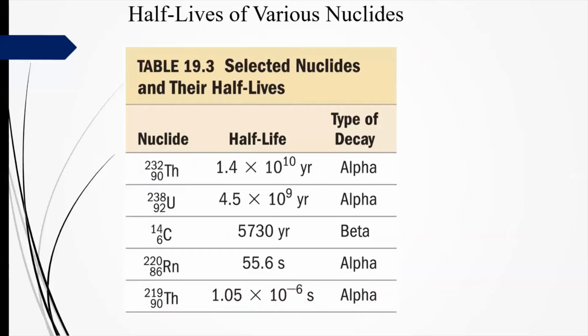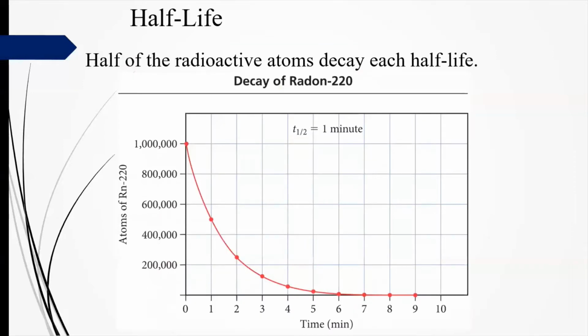And so this is an example of some of those half-lives. We can have a really short half-life, like we see with radon-220, or we can have an extremely long one, like thorium-232. Just remember that half-life is the amount of time it takes for us to decay half of the initial atoms. So for us to go from 1 million to 500,000, in this case, took 1 minute, which is our half-life.